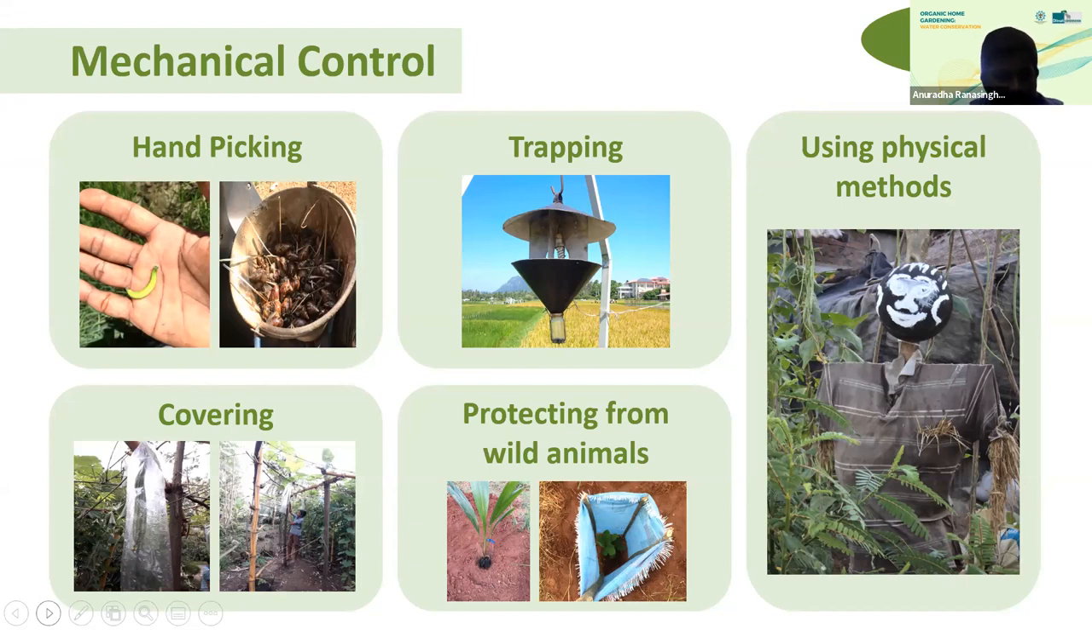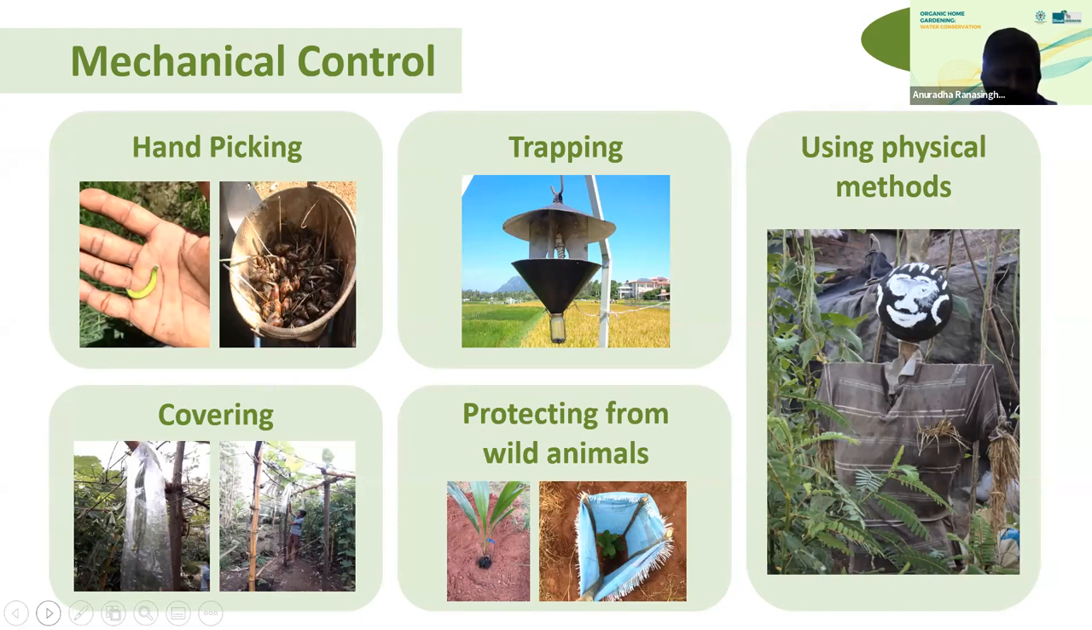So soon after flowering, you need to cover these plants. Once you cover these, especially melon fly cannot come and attack your fruits. Even if you grow guava in your garden, fruit fly will come and attack. So covering of fruits is the easiest method you can do in the garden.